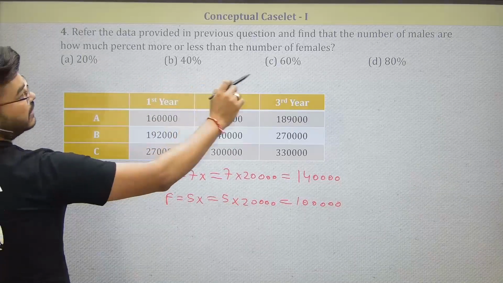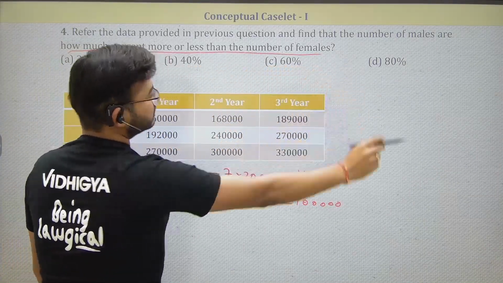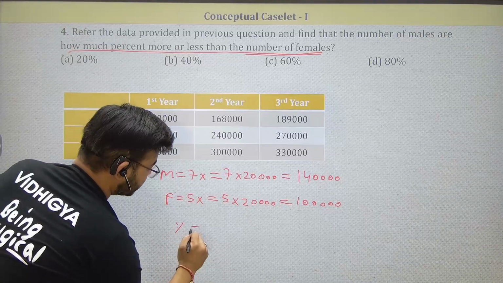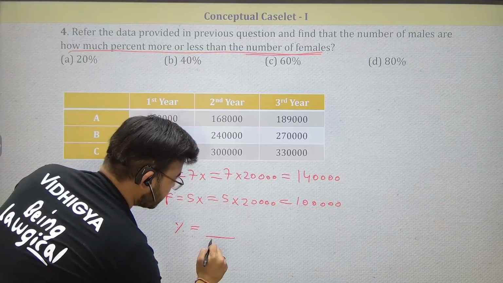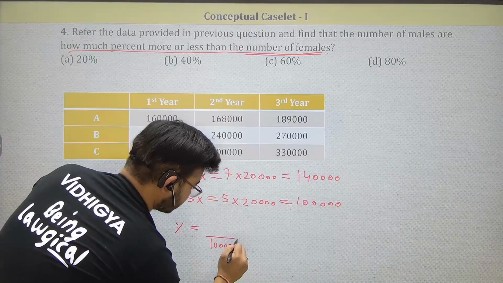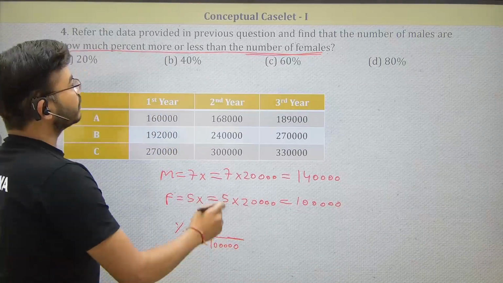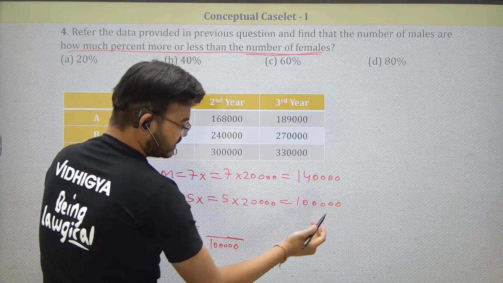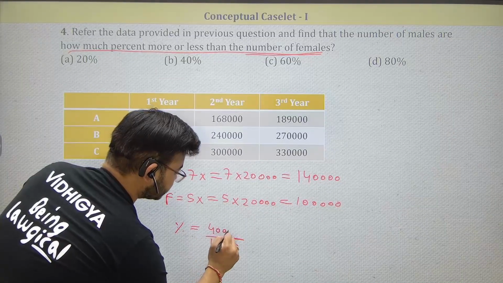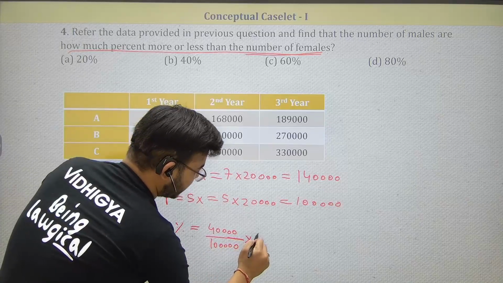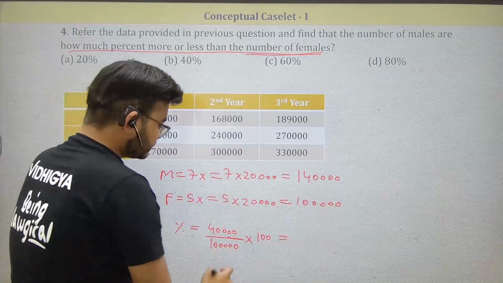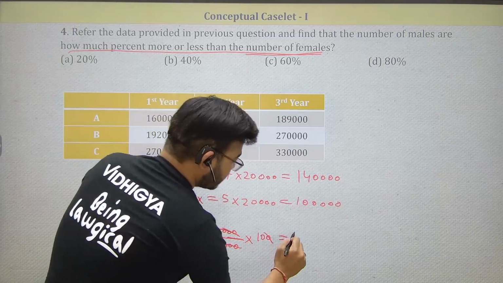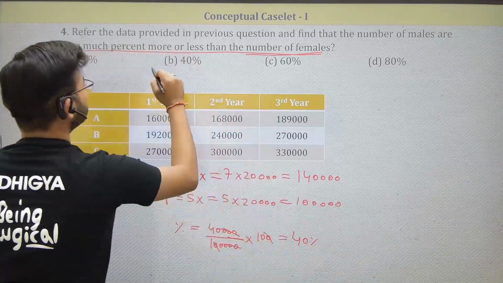Now in the question, it is asked how much percent more or less the number of males is than the number of females. So we have to compare with the number of females. So for the required percentage, the base value will be females. So females are 1 lakh. Now we are asked how much percent more or less. That means we need to find the difference between the two. So 1,40,000 minus 1 lakh will be equal to 40,000. And since we need to calculate the percent, we'll multiply by 100. So that will be 40,000 by 1 lakh into 100. Simply you can calculate this. It will come out to be 40%. So the answer will be B.